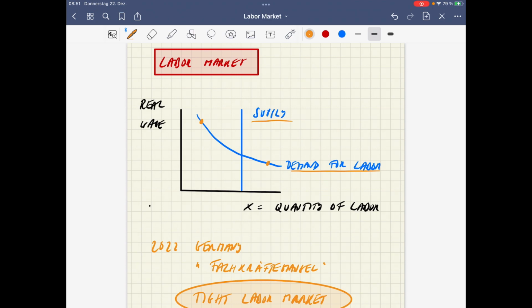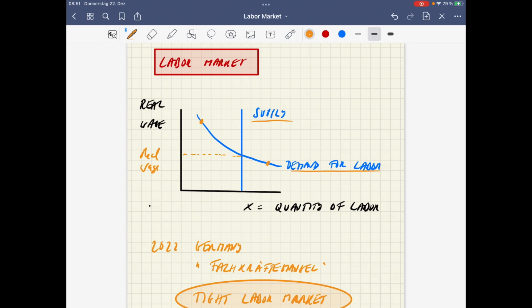That's the idea of a simplified, of course, labor market where supply meets demand at some real wage that equilibrates the market. So that's a very simple labor market model. In reality it is, of course, much more complicated, but that's how economists think about the labor market, supply and demand, and the price on the labor market is the real wage.